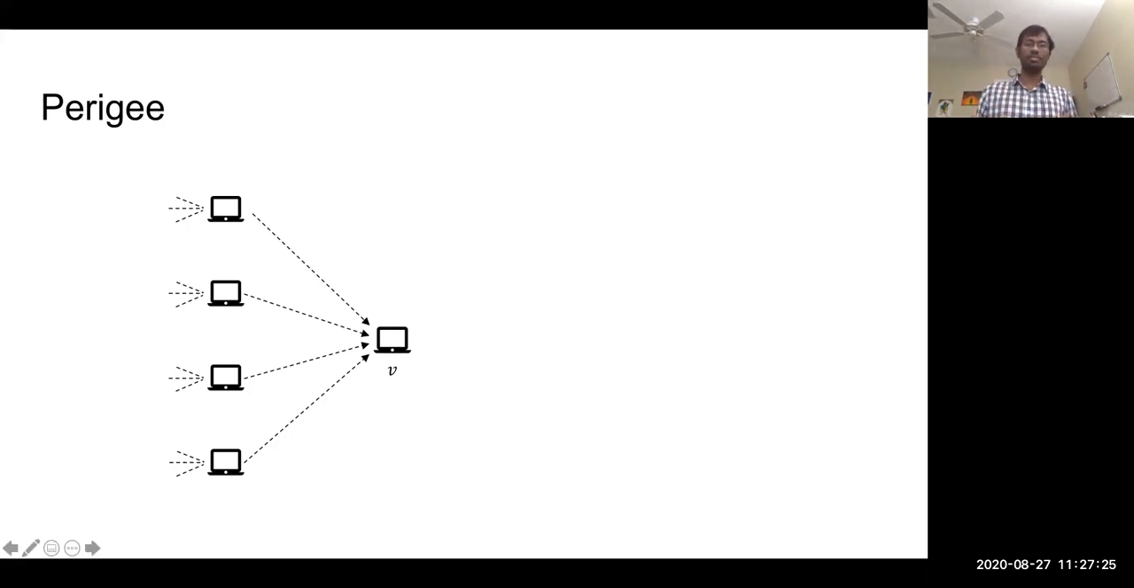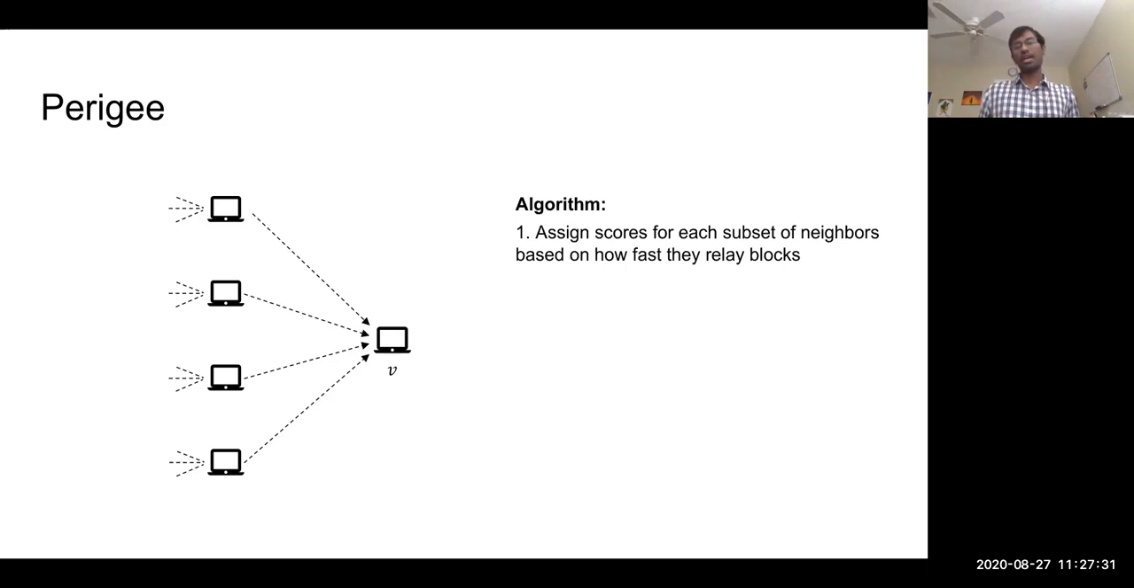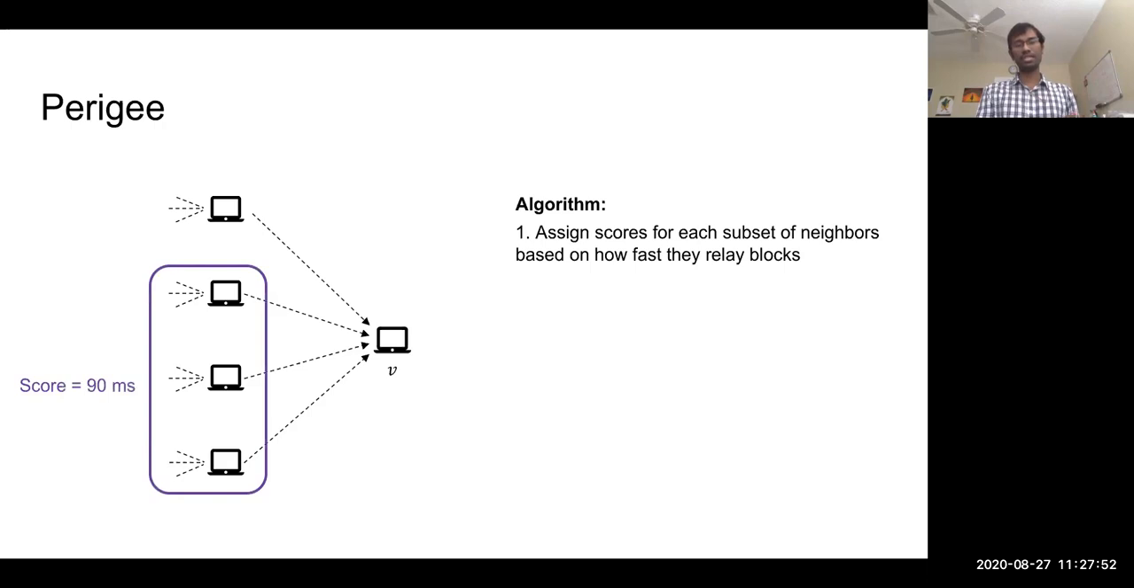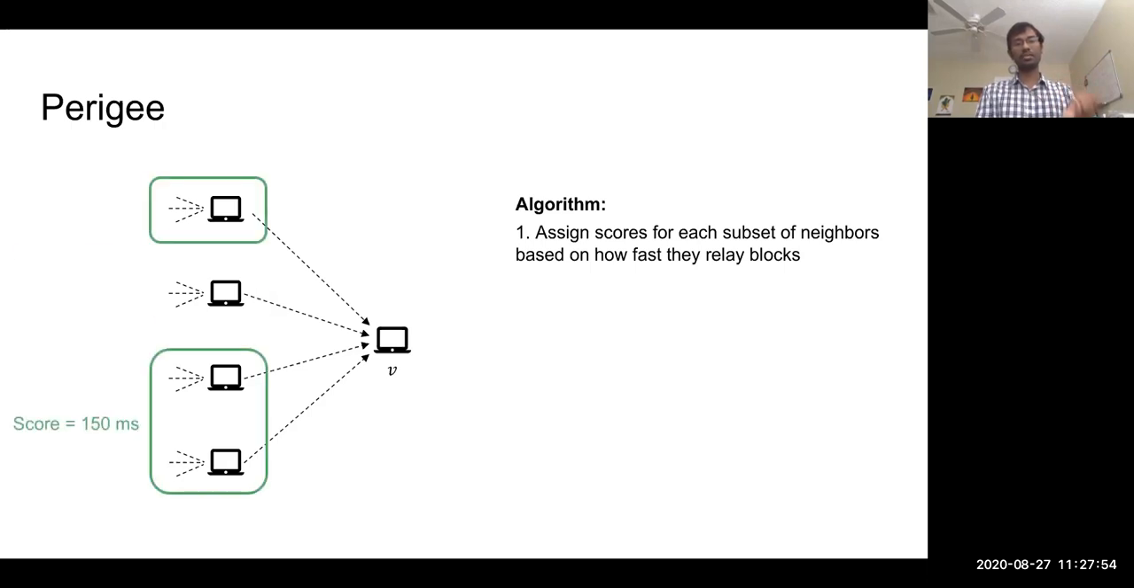So B starts off with an arbitrary set of 4 neighbors as shown in this picture. Now, based on how fast these 4 neighbors are relaying blocks to B, B is going to be assigning a score to different subsets of neighbors. So neighbors 1, 2, and 3 are assigned a score. Neighbors 2, 3, and 4 are assigned a score, and so on and so forth.